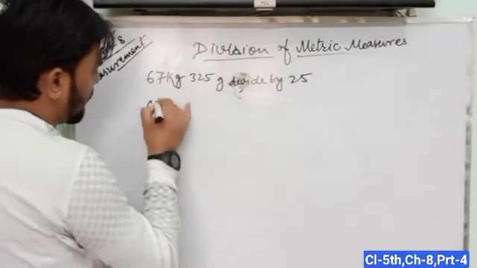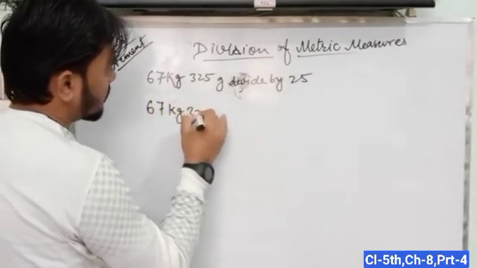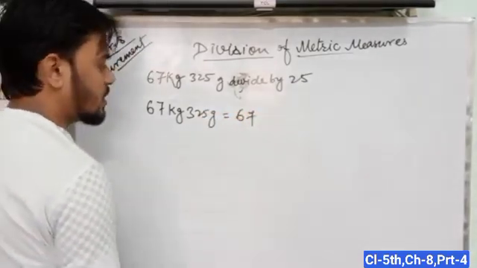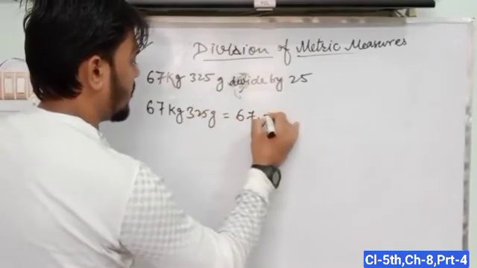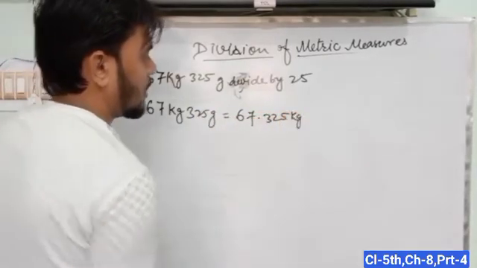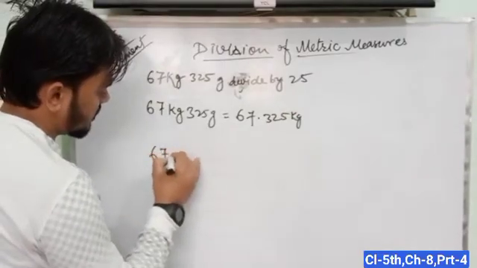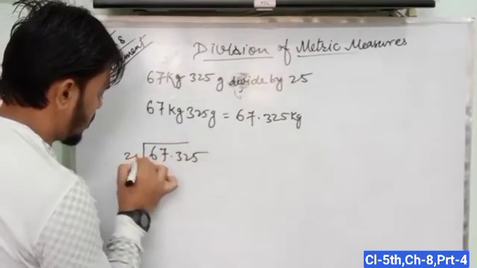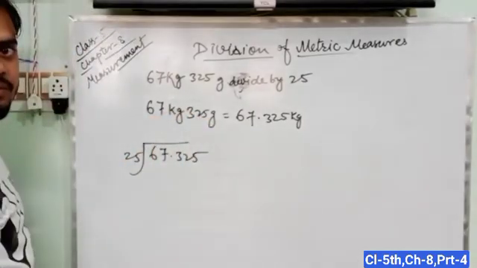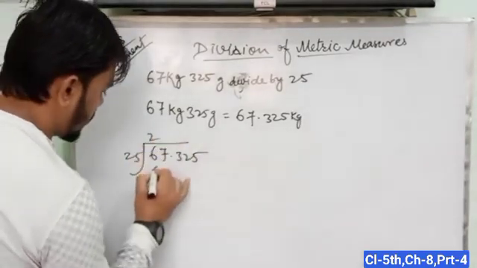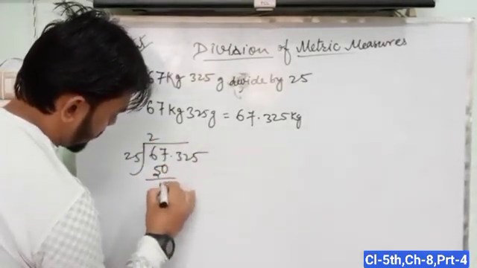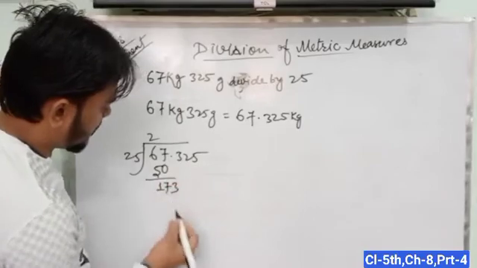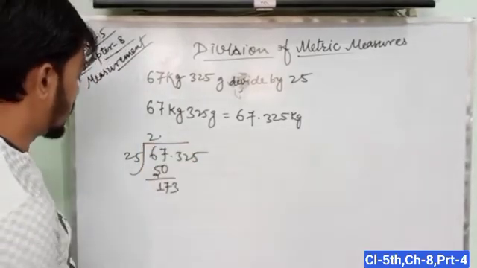So first of all, we have to change this into kg. We know that 1000 gram is equal to 1 kg. So 67.325 kg. Now divide 67.325 by 25. Then 25 to the 50, 17 here. Next put 3 here, then put the decimal here.